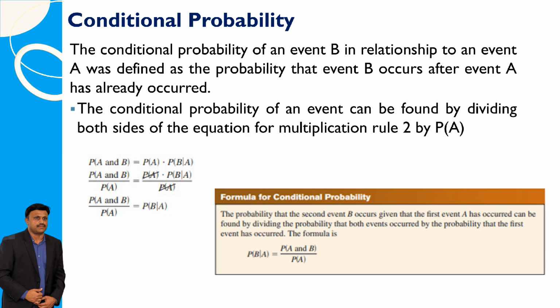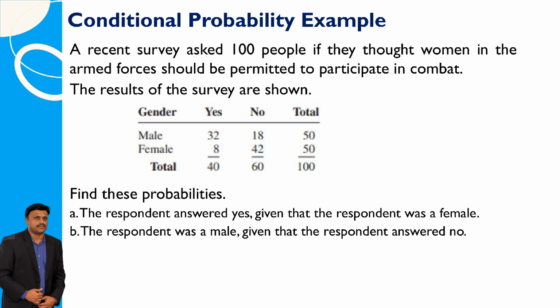This is derived from the multiplication rule for dependent events. In a recent survey of 100 people about permitting women in the armed forces to participate in combat, probabilities are calculated based on survey results. For part A, find the probability that a respondent answered yes, given that the respondent was female. For part B, determine the probability that a respondent was male, given that the respondent answered no.